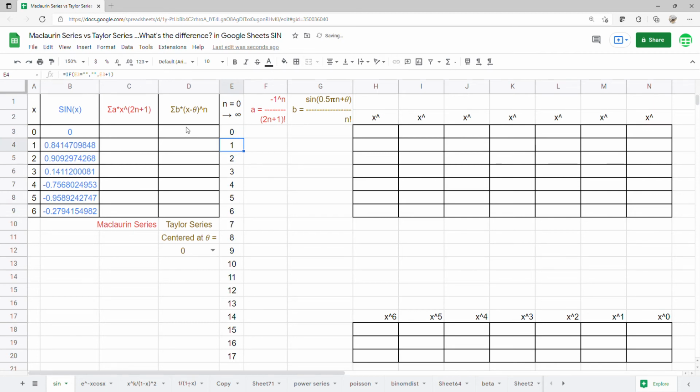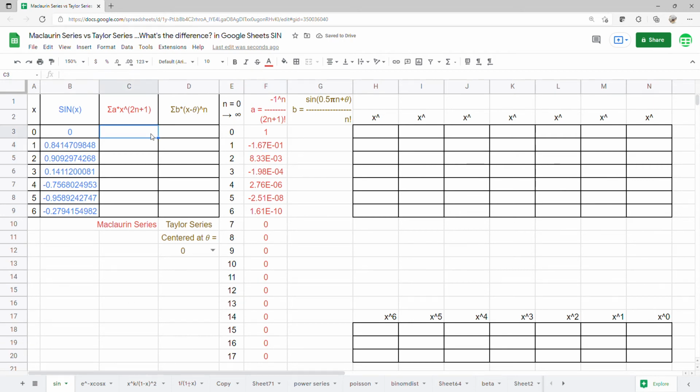17 is good enough. And the value of a is the coefficient, negative, this is RA formula, minus 1 raised to the power n, divided by, that is, the denominator is factorial 2n plus 1, so factorial 2 times n plus 1, then enter.